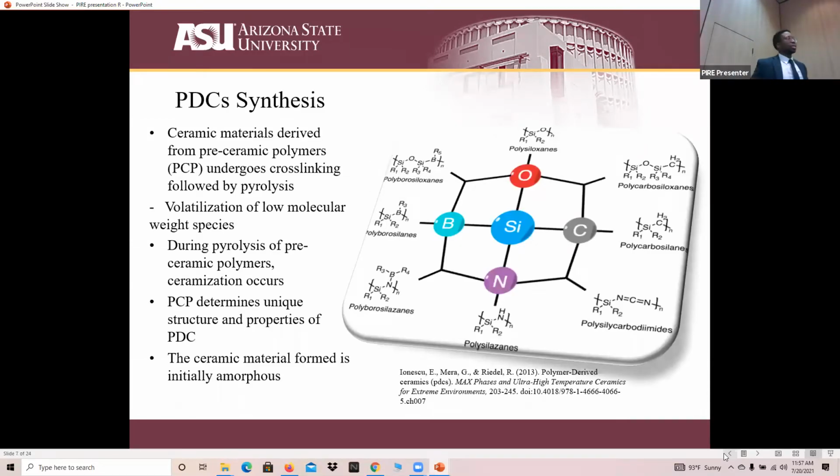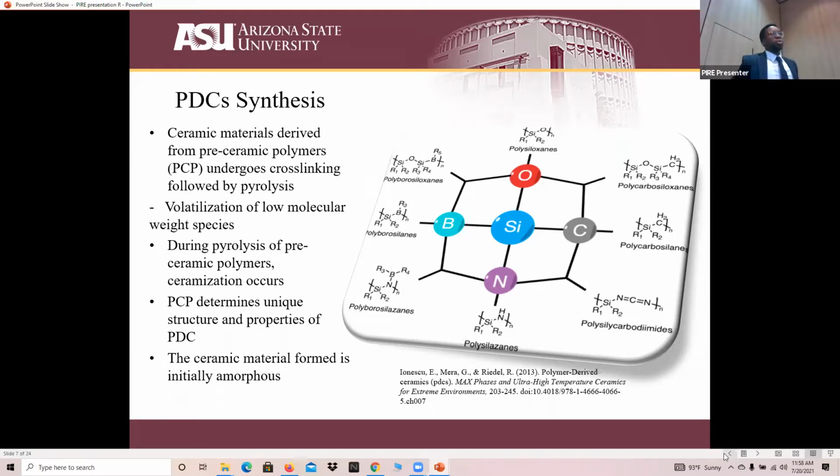In order to understand the properties of PDCs, I believe it's important for us to understand how these materials are synthesized. So polymer-derived ceramic materials are synthesized from pre-ceramic polymers, and that's done through the pyrolysis of pre-ceramic polymers. Typically, as these pre-ceramic polymers undergo pyrolysis, we see the volatilization of low molecular weight gases such as hydrogen. And at temperatures of typically around 900 to 1100 degrees centigrade, we begin seeing our pre-ceramic polymer become ceramic. So we go from a pre-ceramic polymer to a ceramic material. And the initial matrix that is formed at that temperature is more often amorphous.